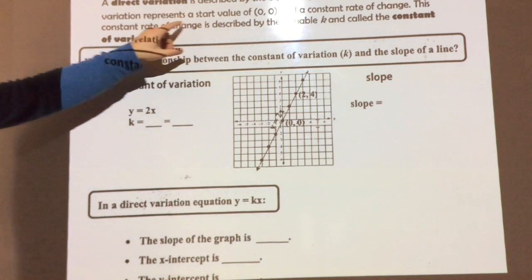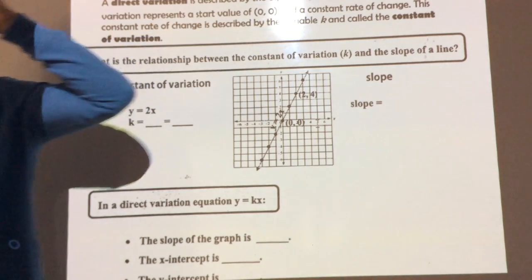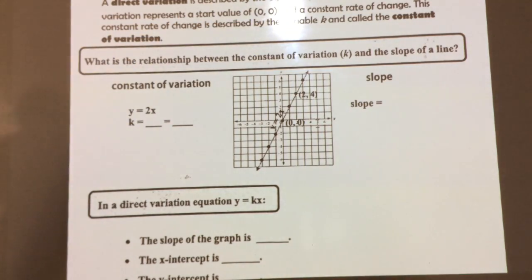It also says direct variation represents a start value at 0, 0, known as our origin. And if we go through the origin, it means two things. Number one, it's proportional. Okay, I hope we're okay with that word. And number two, that we have no y-intercept. We started at the origin, it means that we are proportional, and we have no y-intercept.